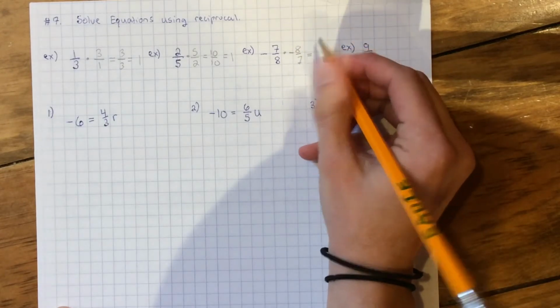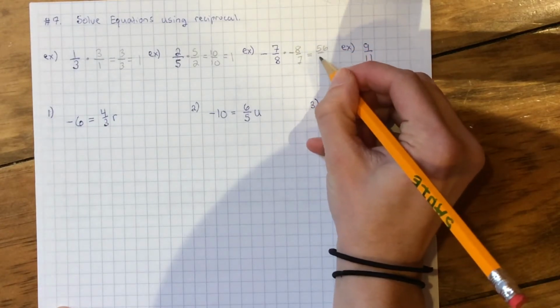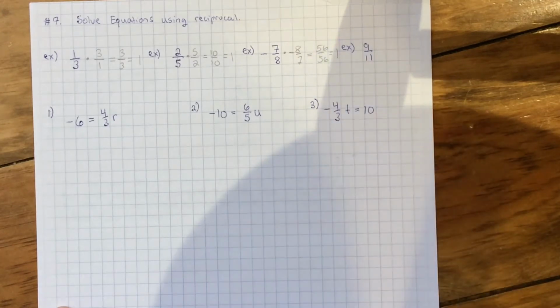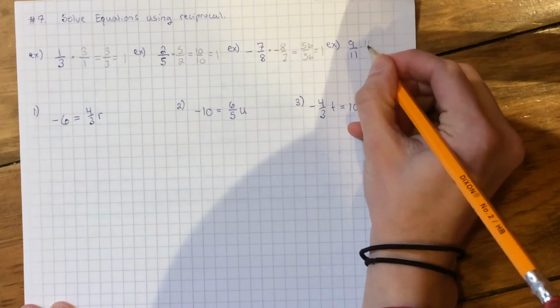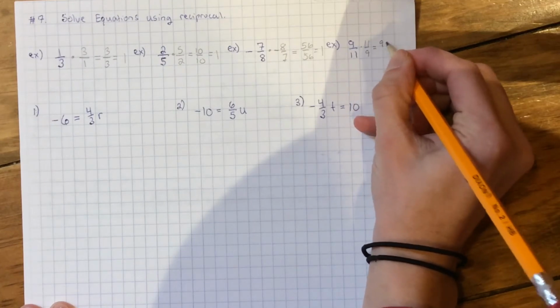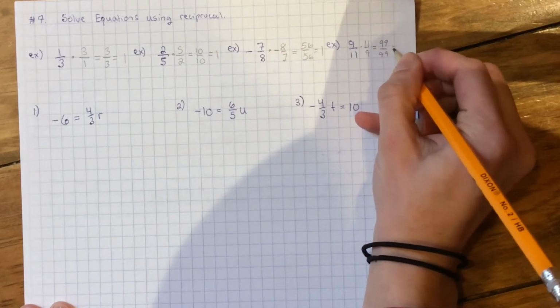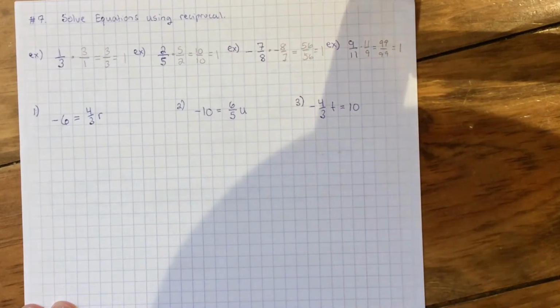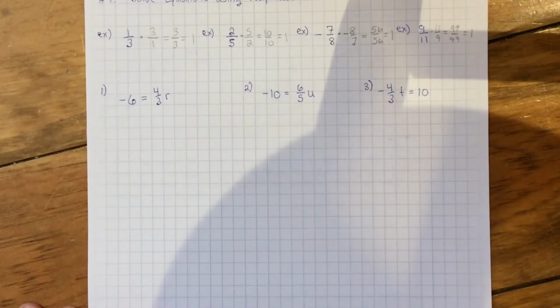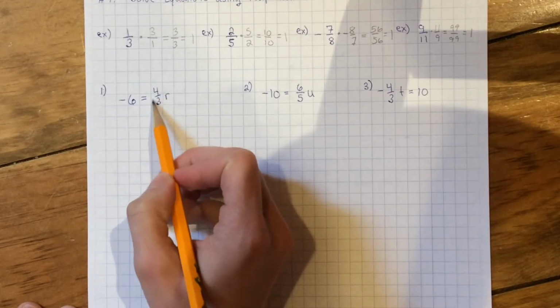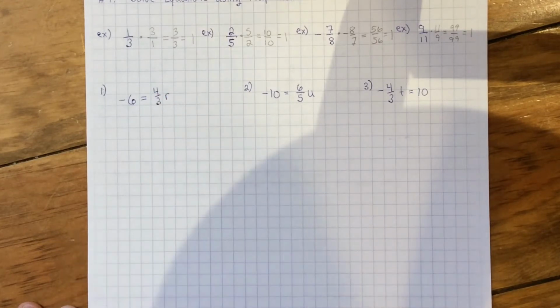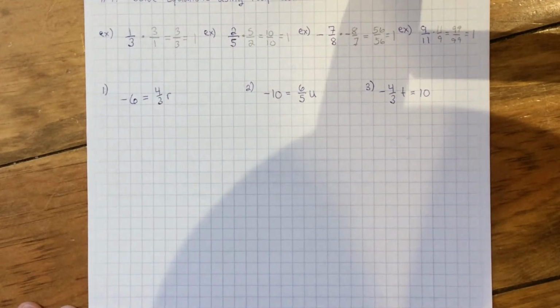So when I multiply this, I get 56/56, which is 1. The reciprocal of 9/11 is 11/9. Multiply it together, I also get 1. This is helpful when we solve equations, because in this particular equation, if I were to multiply 4/3 by its reciprocal, it would become 1, and 1r is the same as r. So it's another way of canceling out a fraction.